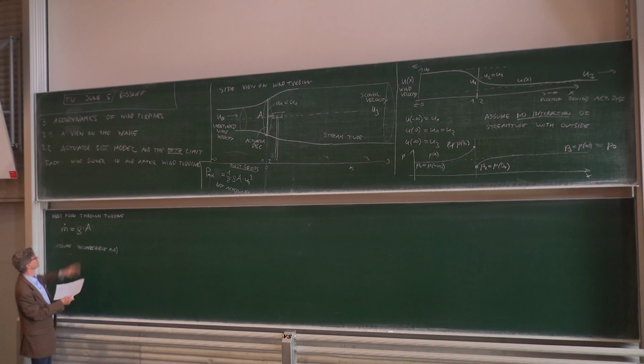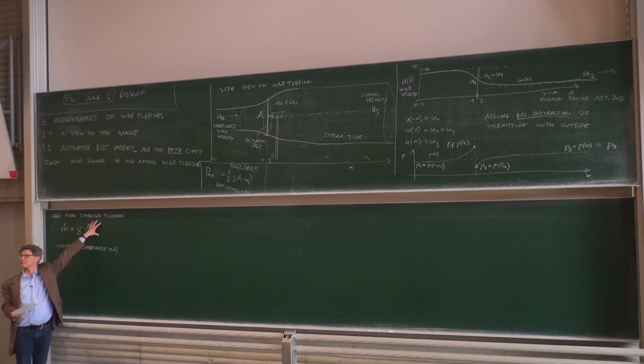So we have rho times A, and then there needs to be a speed. But which? Yes?